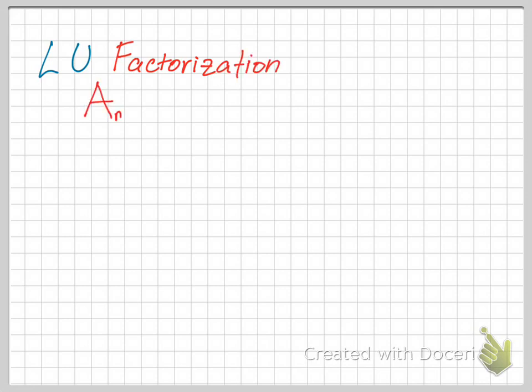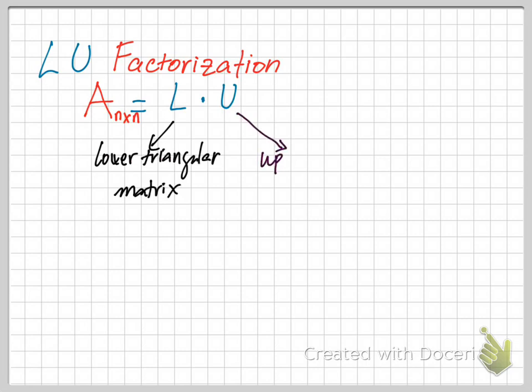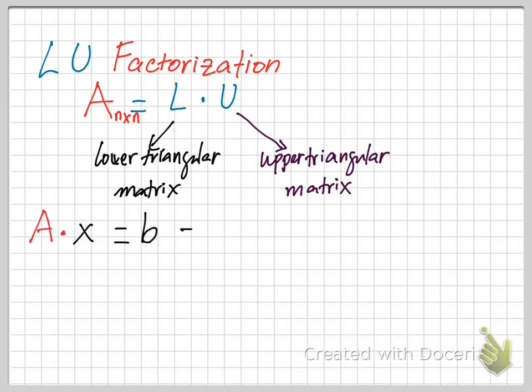This video shows how to use LU factorizations to solve a matrix equation. So if a square matrix A, n by n, can be factored into L and U, where L is the lower triangular matrix and U is the upper triangular matrix, then if you want to solve the system of linear equations in terms of the matrix equation AX equals B, you can rewrite the matrix equation as L times U times X equals B.